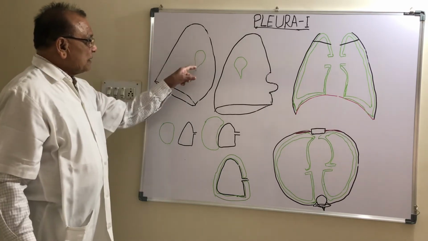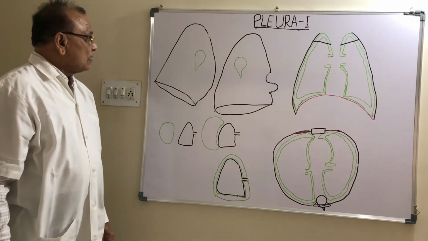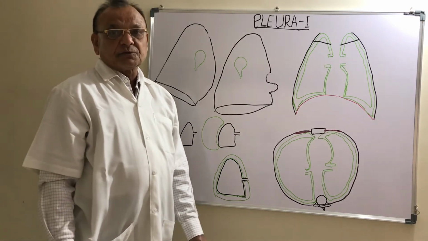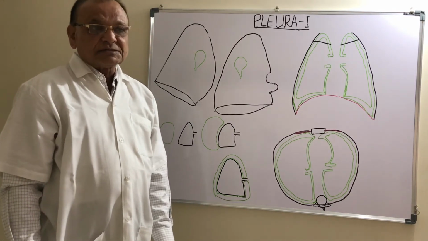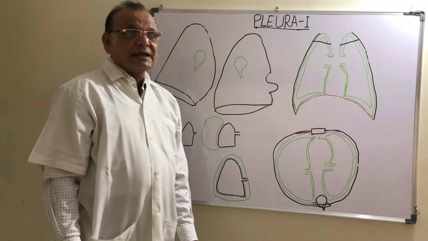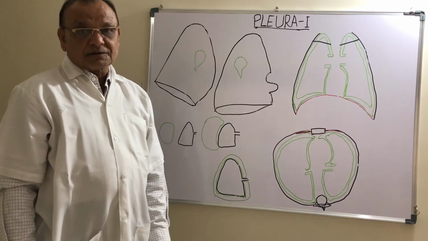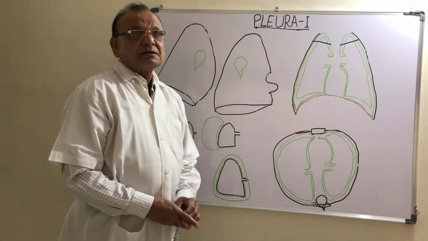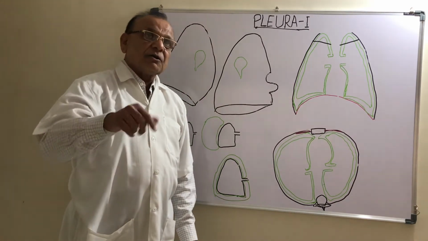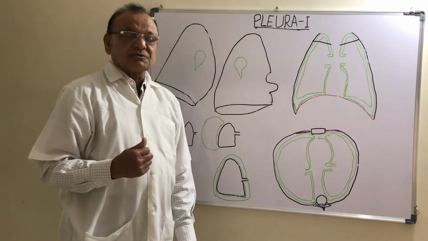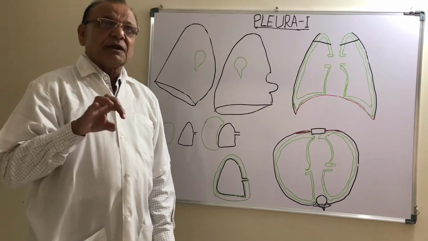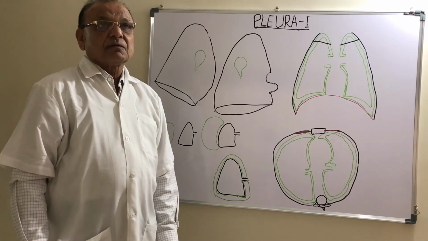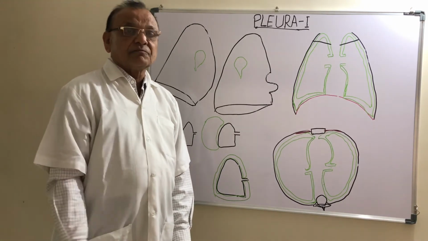So hilum is a depression in the mediastinal area of the medial surface of the lung. And through the hilum, structures either enter or come out of the lung. The structures which enter or leave the lung all pass through the hilum. So which structures are passing through the hilum?